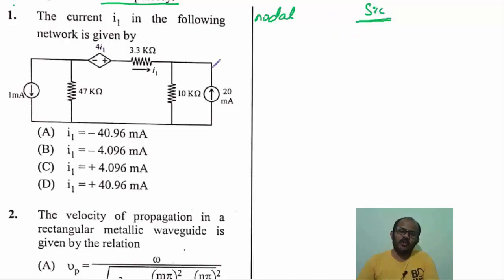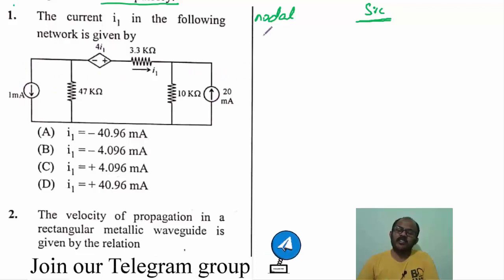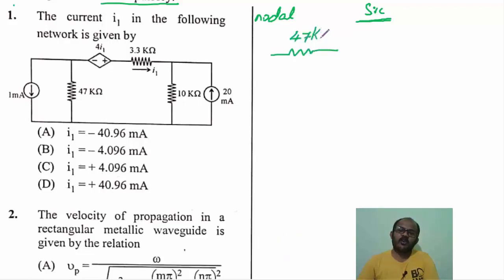You will have two practical current sources. These practical current sources need to be converted to practical voltage sources. So you will have the resistor, that is 47 kilo ohm. Since the current is flowing in the downward direction, the positive polarity should be downwards, and this voltage should be 47 volts, because 1 milli multiplied by 47k is 47.